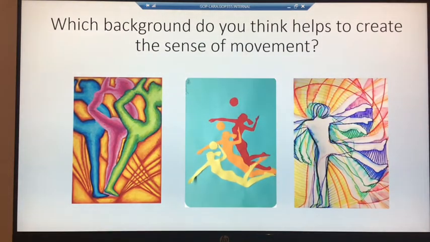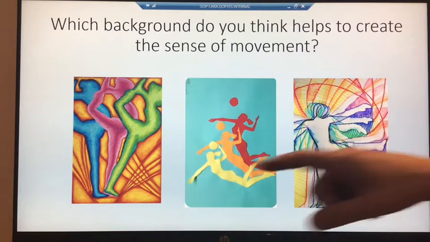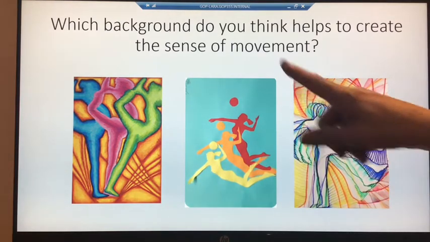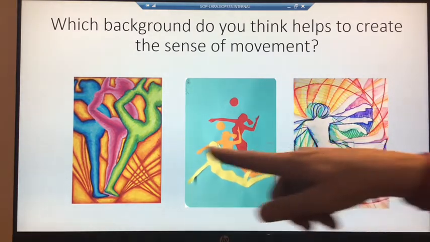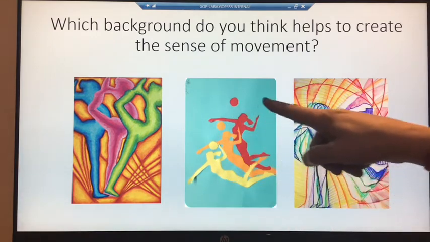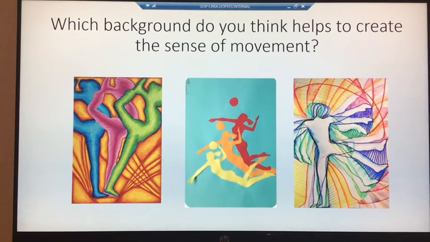Now, 3 pictures here. Which background do you think helps to create the sense of movement? Stop the video and have a good look. So on the left we have some lines at the bottom of the ballerinas. In the centre we have no lines, and over here we have quite a range of lines. They seem to be following the movement of the person. I definitely think that adding lines helps to create the sense of movement. So either of these 2 techniques probably work better than having a plain background.